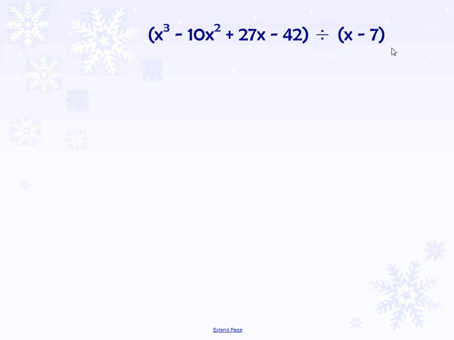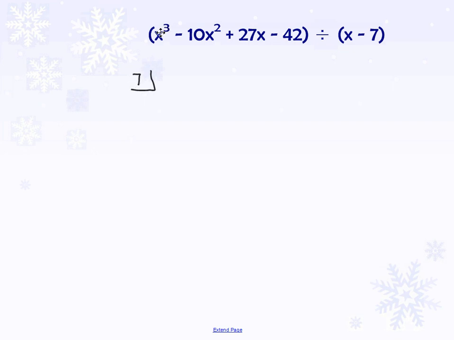So the first step is to look at the divisor. If I were to set this equal to 0 and solve for x, I would get that x equals 7. So I'm going to start by putting a 7 in the box. So I'd put a 7 and then I put a little box. So I have 7 in the box.